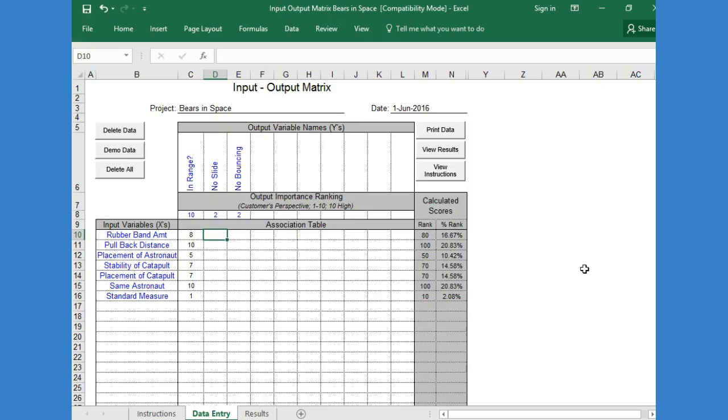So take a few minutes to pick your astronaut, come up with your pullback distance, and then let's do everyone take a shot again and see what we come up with.